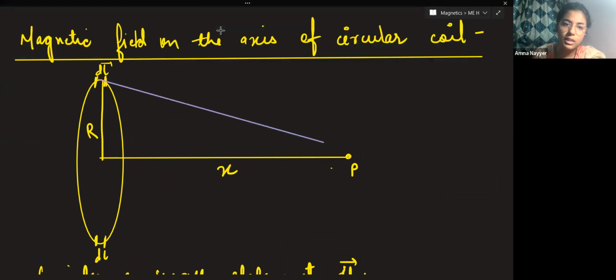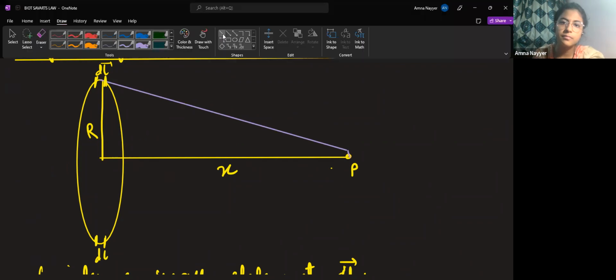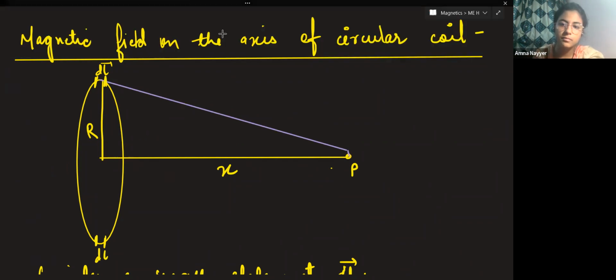So dL is this current element. This is your point P. Can anyone tell me what should be the value of this? Look, this is a right angle triangle. Here, this is forming a right angle triangle. This value. Yes, class?